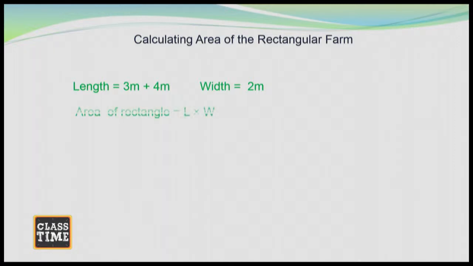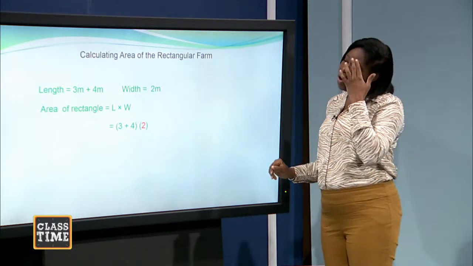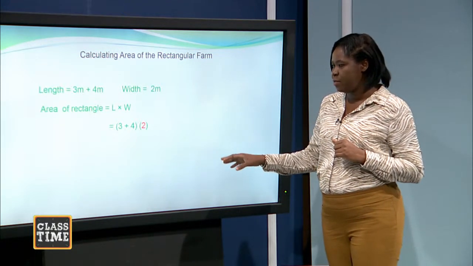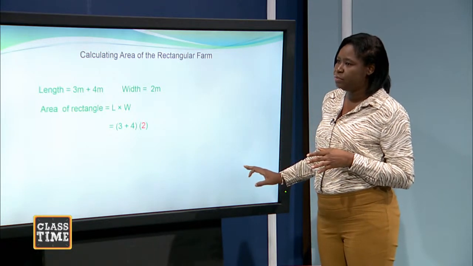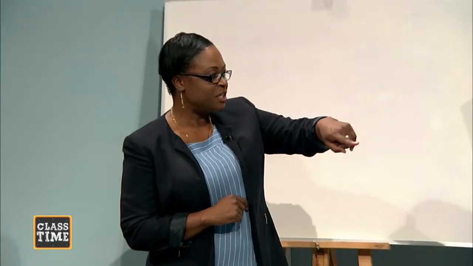Good, good. All right. So here we'll substitute our values again. So the total length of the farm would be 7, right? Yes. 3 plus 4, 7. Now you mentioned distributing. So we would not do the addition before we do the multiplication.